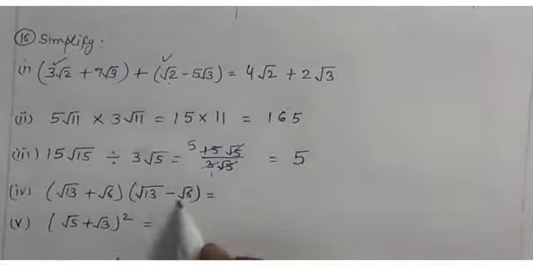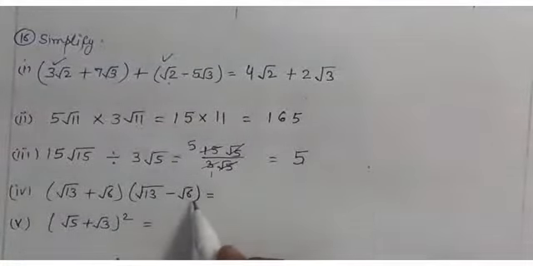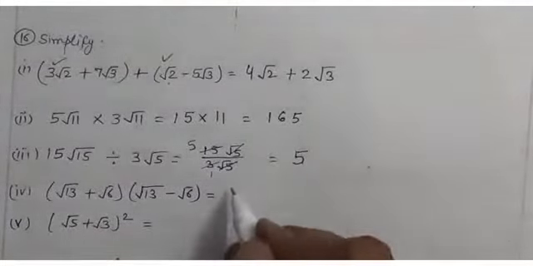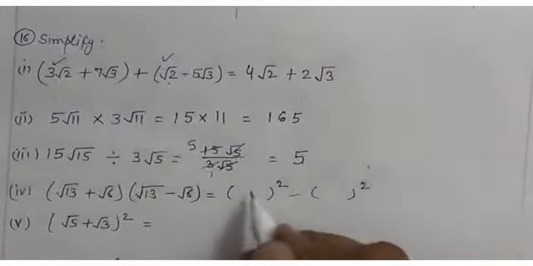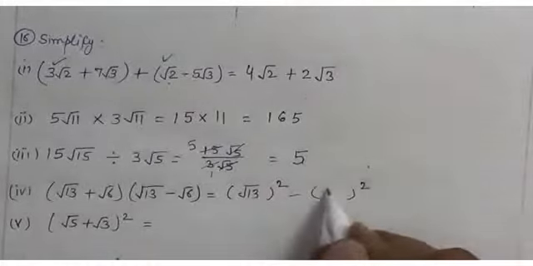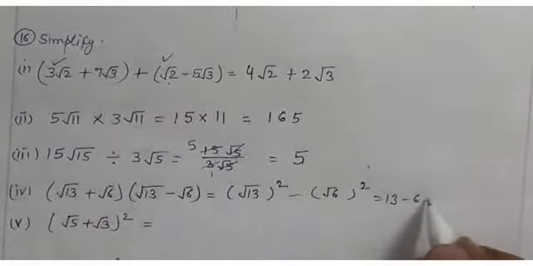A plus B into A minus B, is it this? Root 13 plus root 6 into root 13 minus root 6. This is looking like A plus B into A minus B. And what we have seen in class 8th, this is A square minus B square. A square minus B square. This is of root 13. This is of root 6. So what will be 13 minus 6? This is 7.